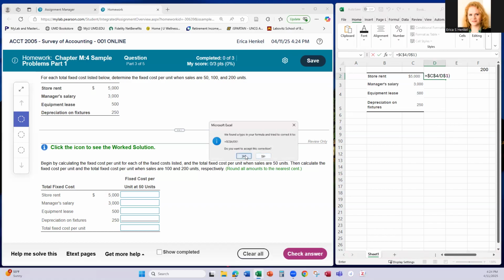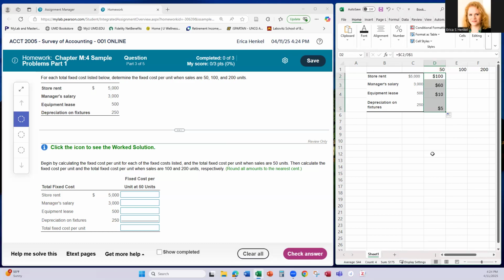And oops, I forgot there we go. I didn't need that parentheses, so it was yelling at me here. C4, oops, this should be C2. I put the wrong row. There we go. And I don't want to lock this on row 2. I just want to lock it on column D here. All right, so $D$1, I'm going to drag that down.